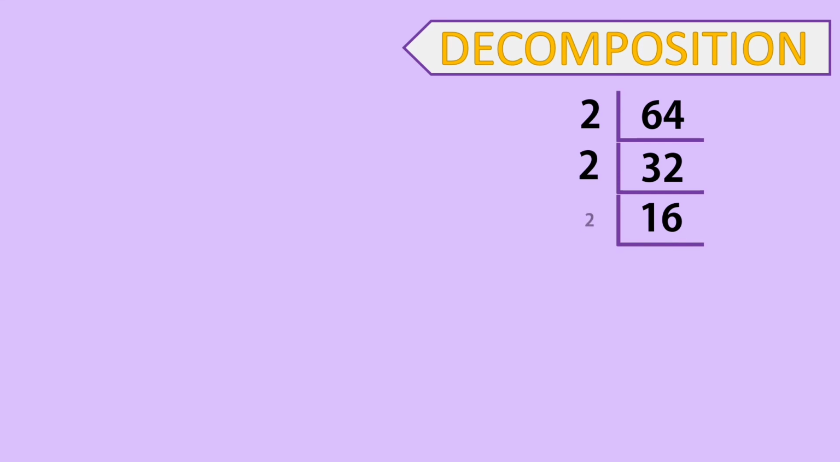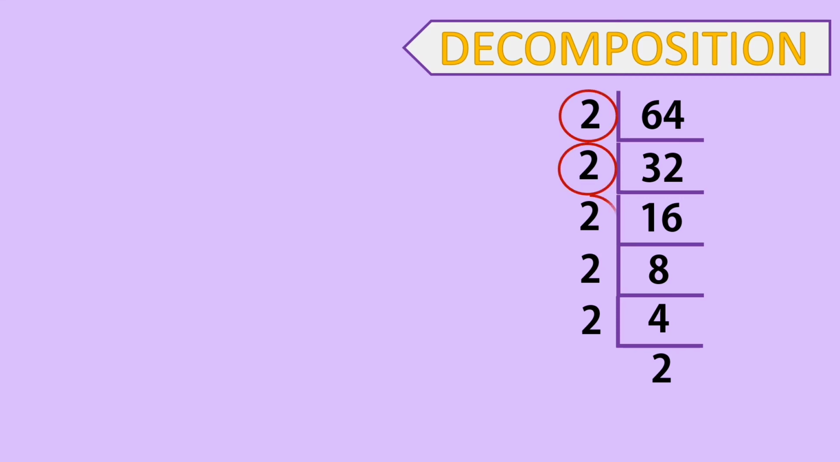Let's have another example. Let's try to get the prime factors of 64 using the decomposition method. Again, because 64 is an even number, we can use the prime number 2 as a divisor. So let's just continue dividing the number by prime numbers until the last quotient is also prime. Now, the last quotient is 2, which is a prime number. So the next step is to write the prime factors.